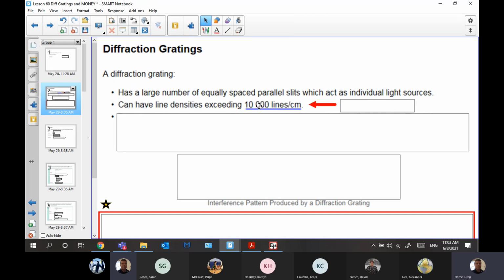They can have line densities exceeding 10,000 lines per centimeter. These things are precisely drawn out with lasers and AutoCAD and robots or whatever, right? They're produced, and so they can have 10,000 lines per centimeter. To convert that to an actual distance between the slits, the D value, the distance between the slits, we're going to do that down here, I guess. But this is line density, the number of lines per distance, right? So we're talking like 10,000 lines divided by 1 centimeter.